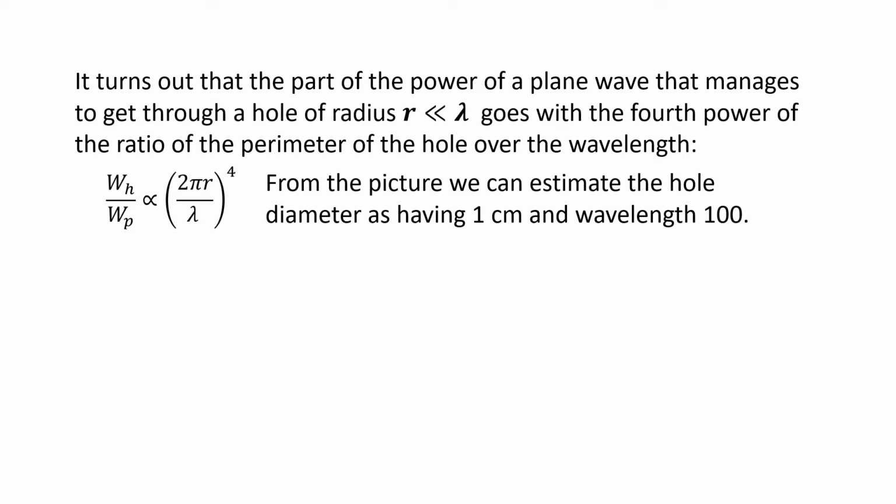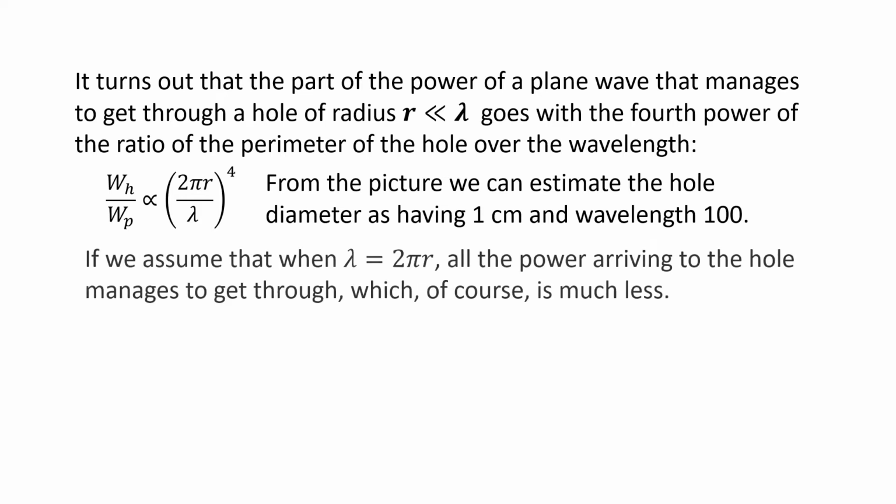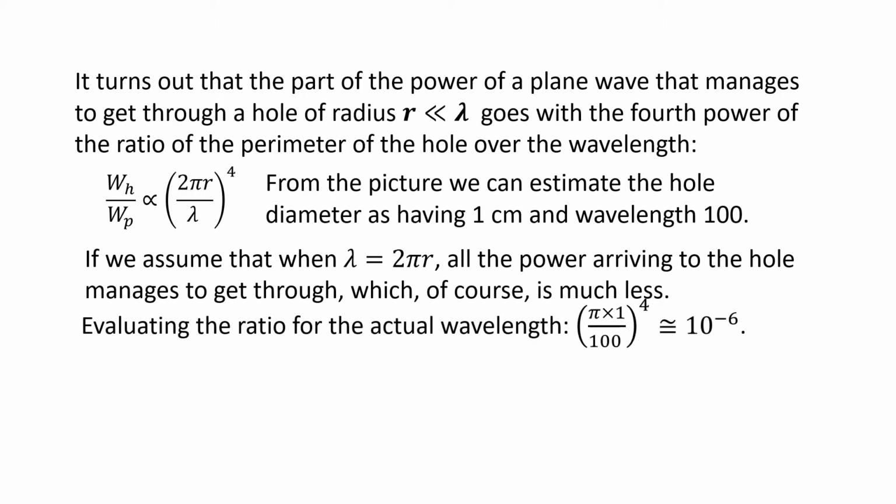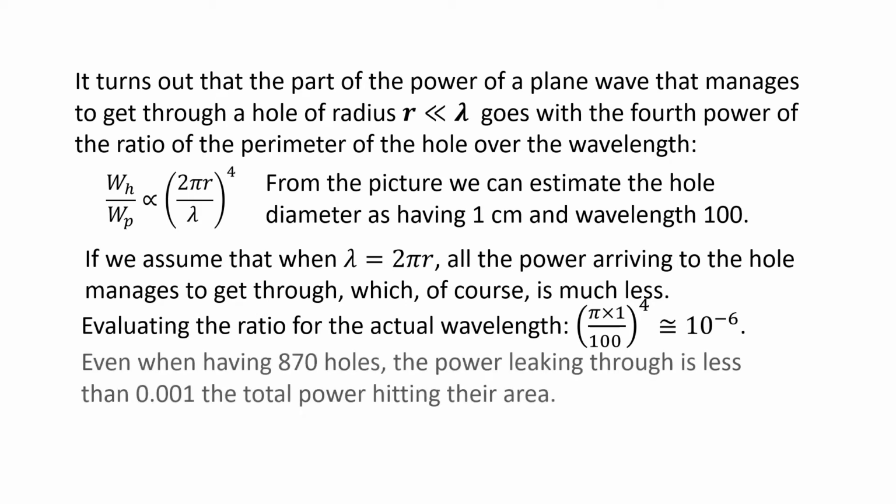From the picture, we can estimate the hole diameter as 1 centimeter, and the wavelength was 100. If we assume that when the wavelength equals the perimeter, all the power arriving to the hole manages to get through, which of course is much less. Evaluating the ratio for the actual wavelength, we get 10 to the minus 6. Even having 870 holes, the power leaking through is less than 1/1000th of the power hitting their area.